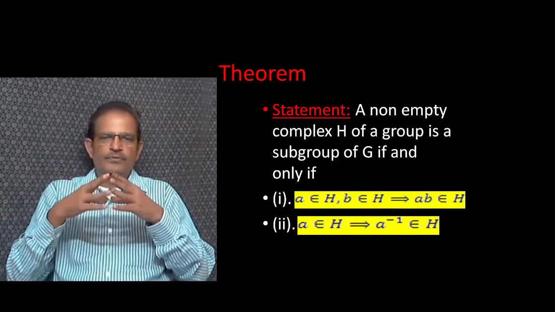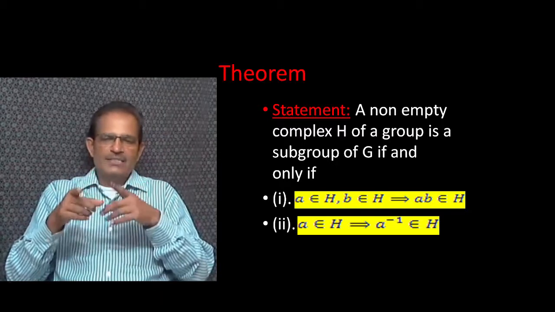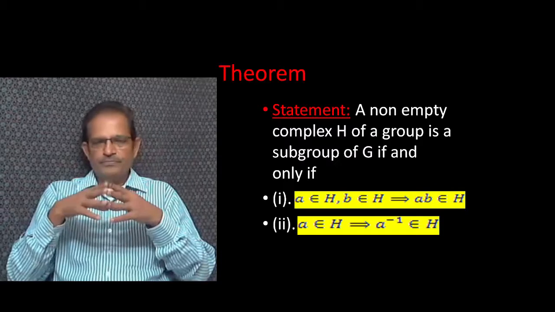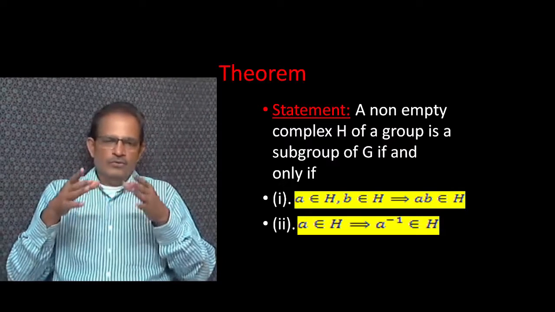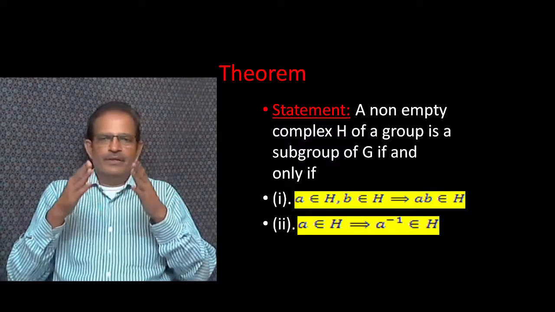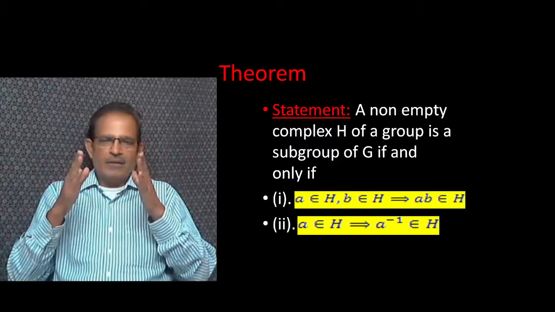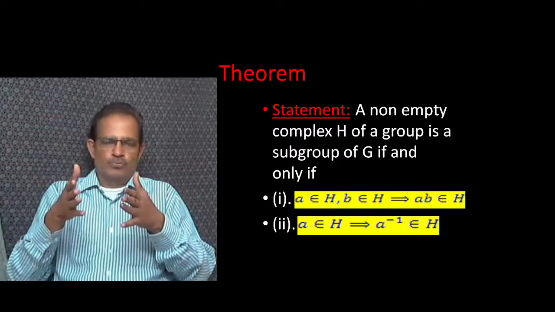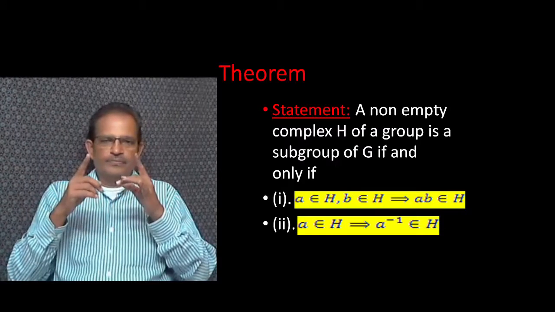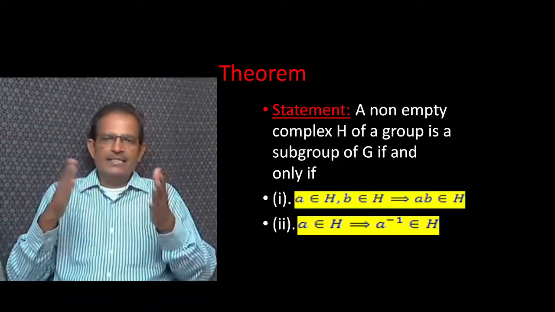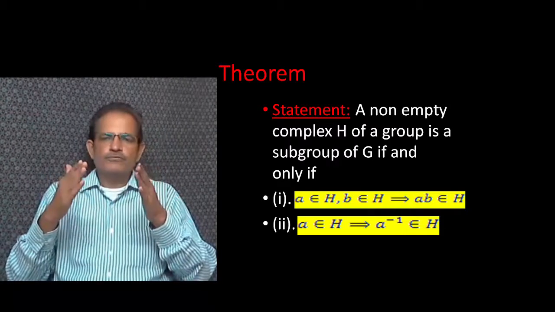2. A belongs to H implies A inverse belongs to H. So, in this theorem, H is a complex. When do you say this complex H is a subgroup? If the two conditions given are satisfied, then H becomes a subgroup of G.